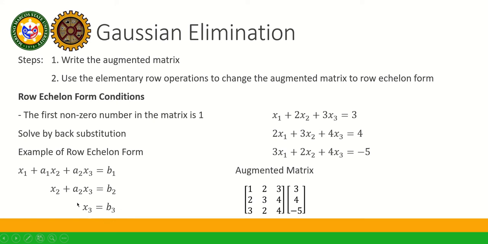Ibig sabihin, una nating isosolve yung last na variable. Then, substitute natin yung nakuha natin dito sa second equation and then, so on. Okay? So, an example of linear equation, three equations, three unknowns is this one. So, yung augmented matrix niya is ganito. Okay? Kung mapapansin nyo, sa first row natin contains the numerical coefficients of the equation. The second row, the second equation naman. And for the third row is the third equation. Okay? So, ganun lang sumulat ng ating augmented matrix.